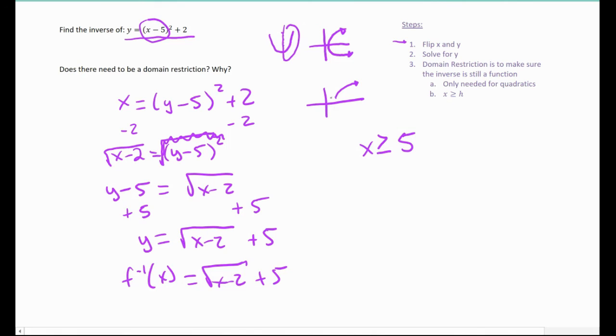So when I flip it over to find the inverse, I keep this as a function. So if I were asked for the domain restriction, it would be x is greater than or equal to 5.